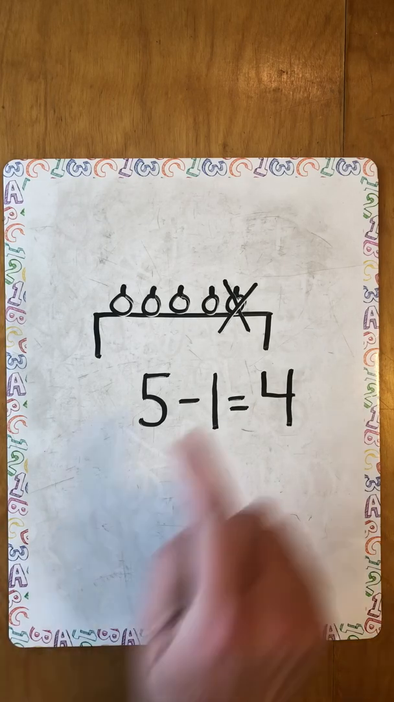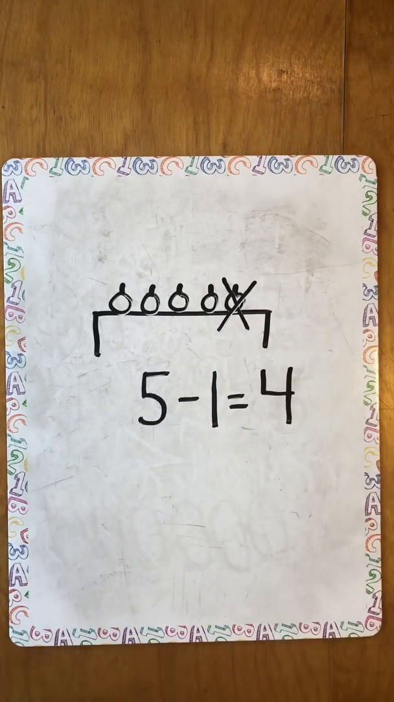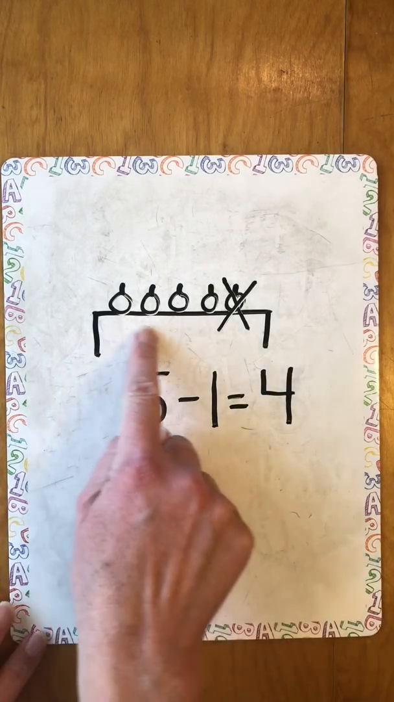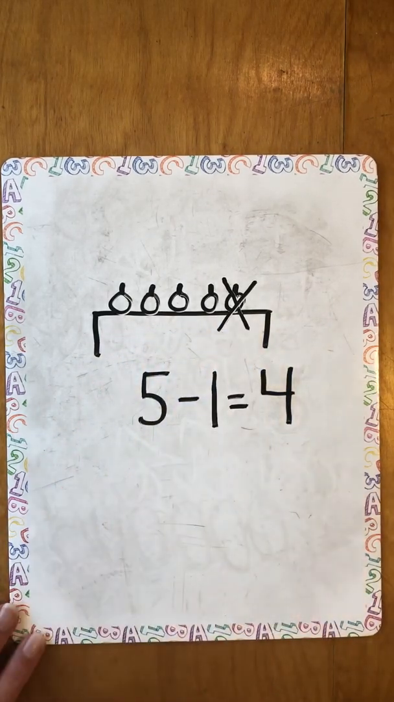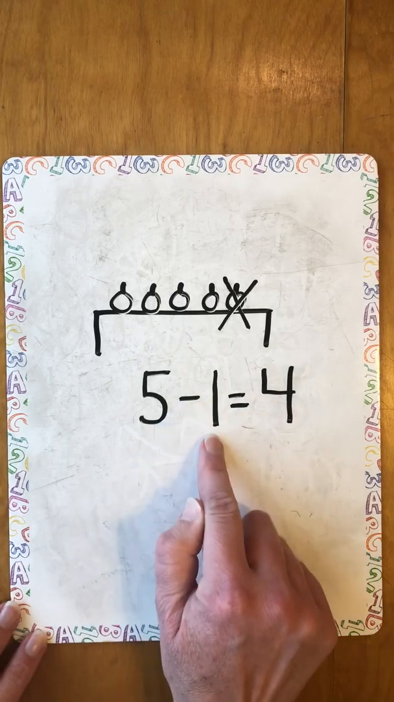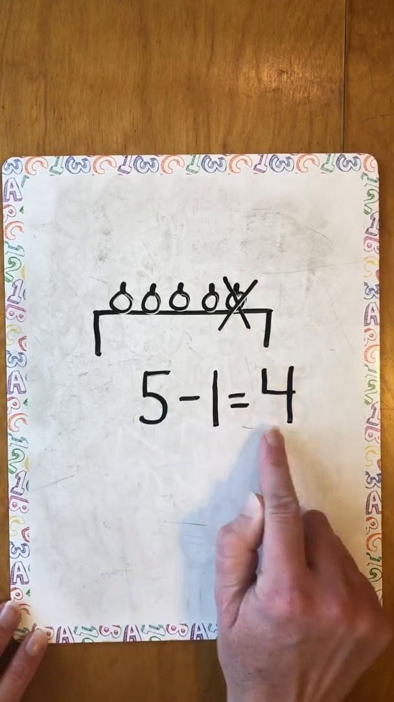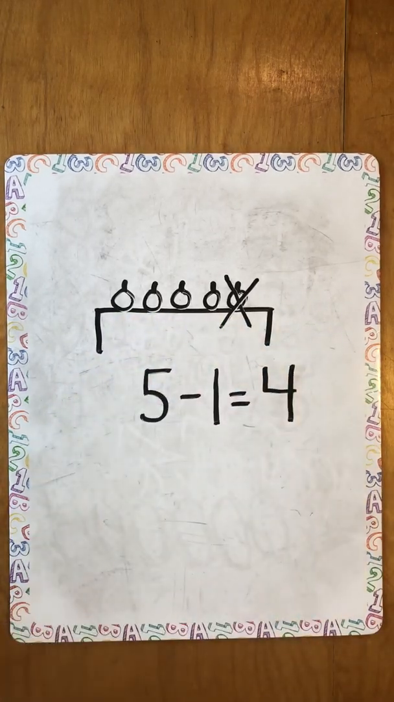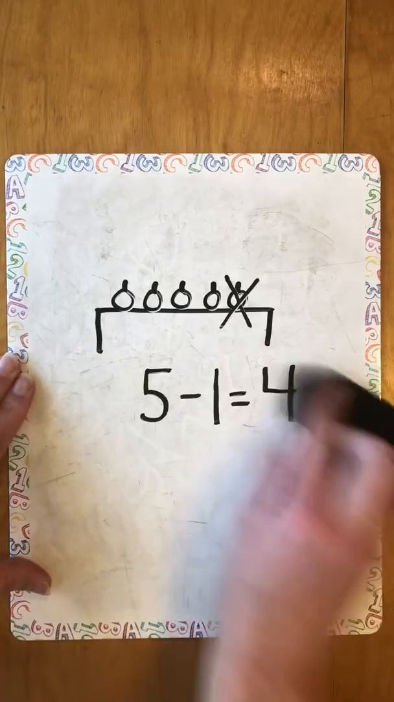We take something away by crossing it out. And then we can write that in our problem. Remember the 5? That was for all of those apples, even the crossed out one. And we took away 1. That's the crossed out one. Here's our 4. That's what is left over, still sitting on the table. All right, let's do another one.